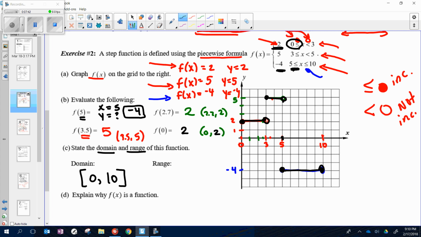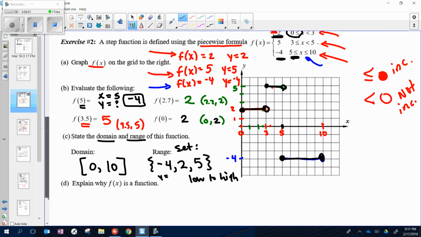The range jumps. The lowest value is -4, jumps up to 2, jumps up to 5. So the range is like a set of values. It jumps from y equals -4 to y equals 2 to y equals 5. And always list your values from low to high.